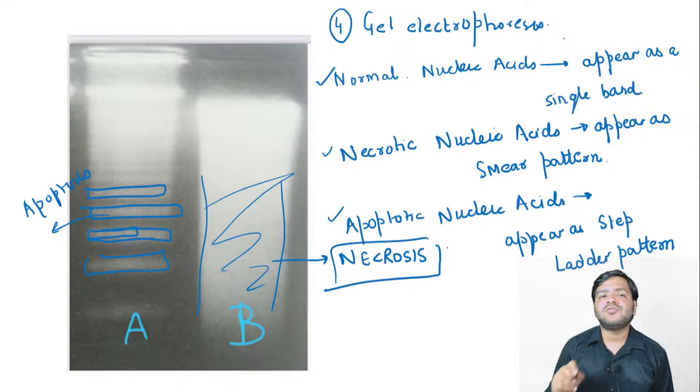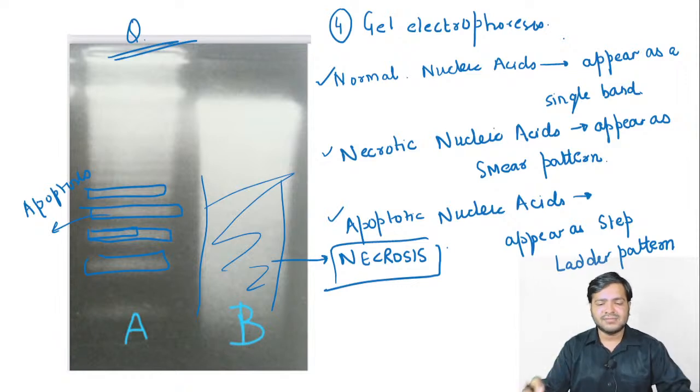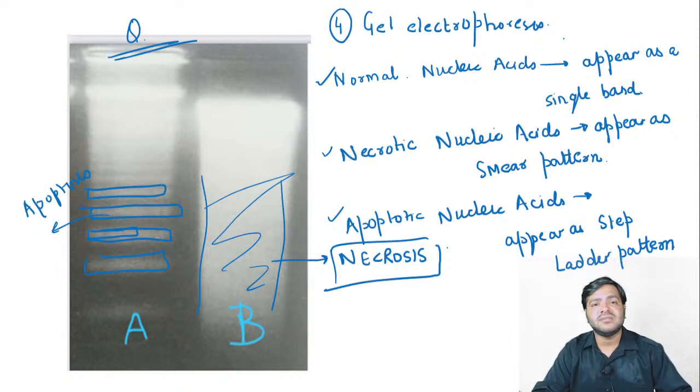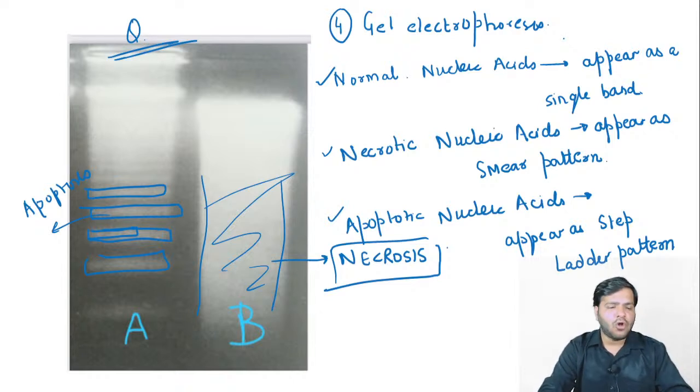On gel electrophoresis, this question has been asked a multiple number of times. They have given these images and just asked which one of them is depicting apoptosis or necrosis. Which is necrosis, which is apoptosis? This was a very basic question that they have put in exams multiple times. So yes, I hope you all have written this.